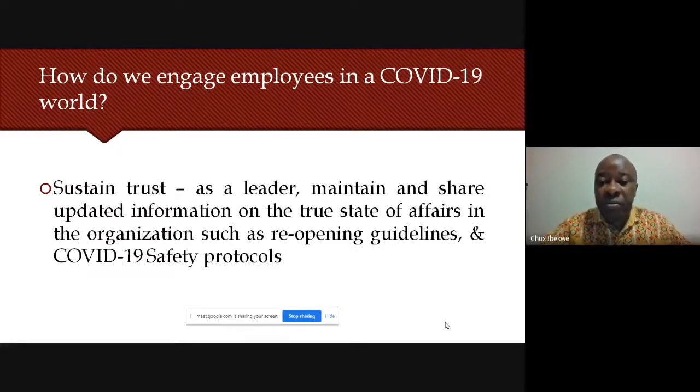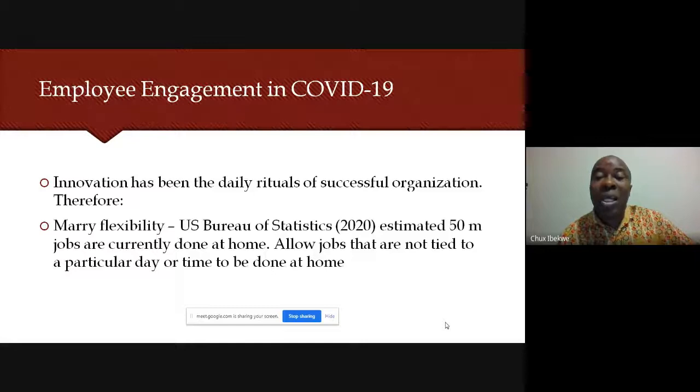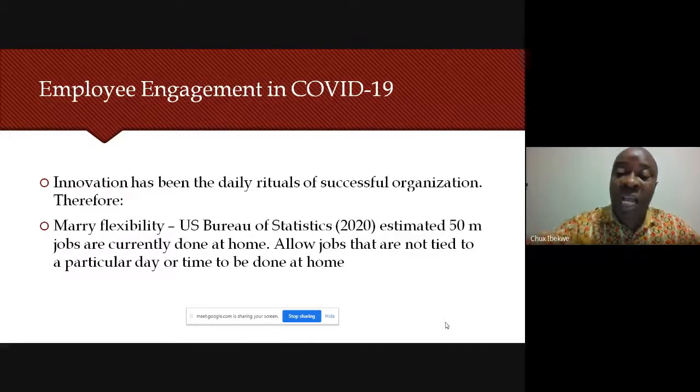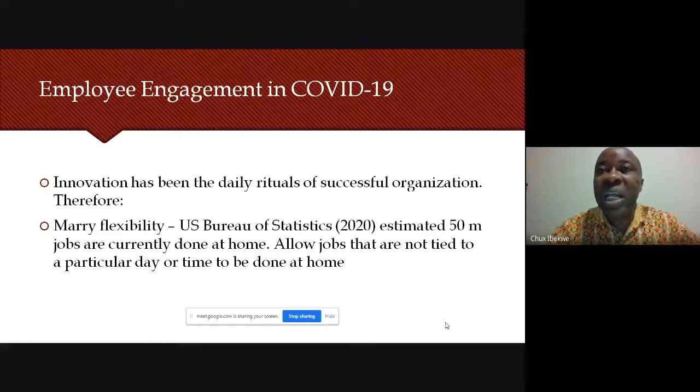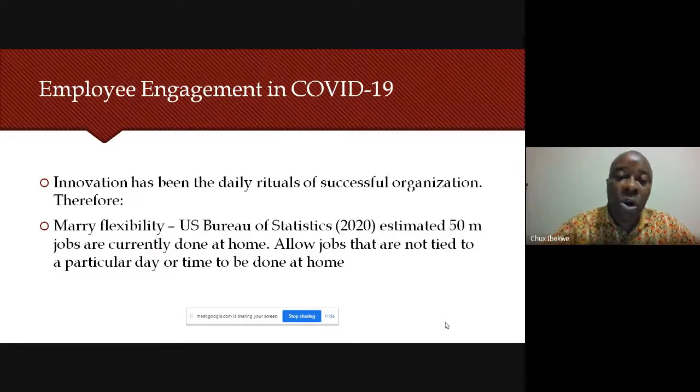Be innovative and make it a daily ritual. The US Bureau of Statistics 2020 estimated that 50 million jobs are currently done at home. So that is part of that flexibility. As far as possible, if it is possible for all your work to be done at home, go ahead and do that, and provide them the necessary advice and support so that family issues will not distract them from doing their work.